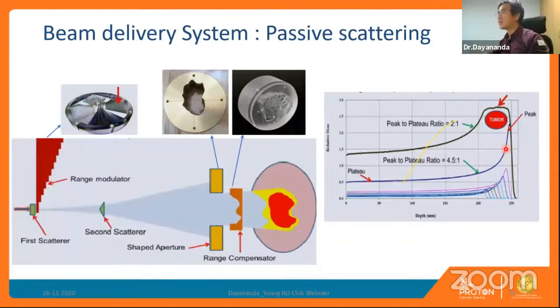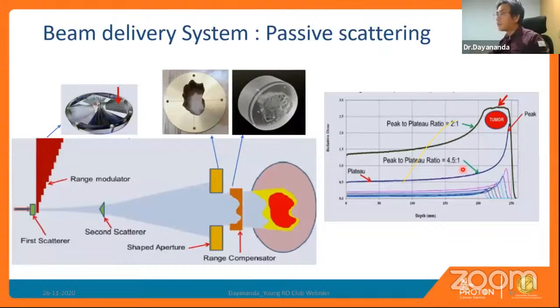So this is the first break in what we have discussed. As we already discussed, the width of this Bragg peak is very narrow, okay? So we have to broaden it out. This can be done by using a passive scattering technique, okay? Or by using an active scanning technique, okay? And when we spread out the Bragg peak, either by passive scattering or active scanning, then you also have to look at these parameters.